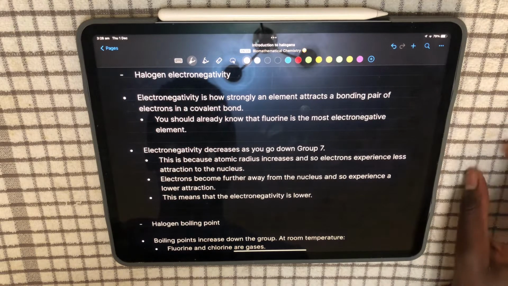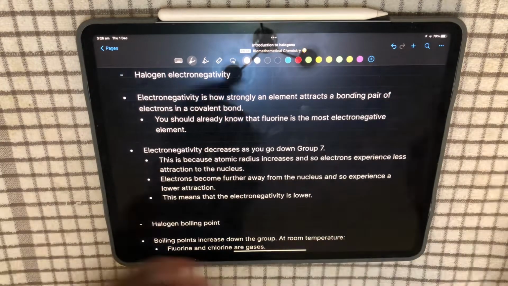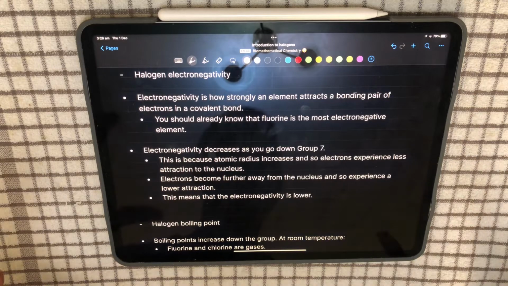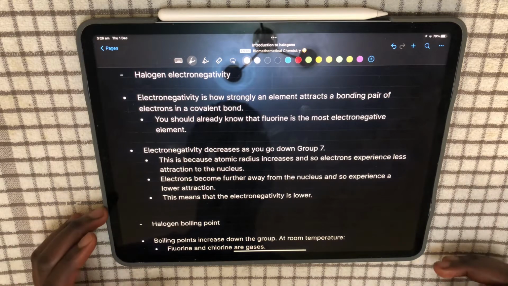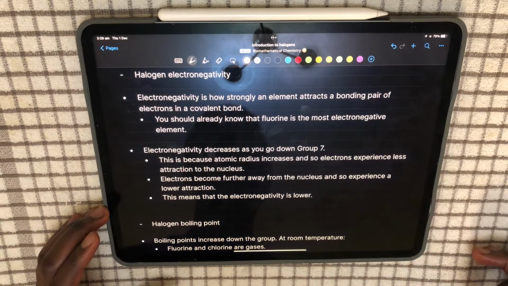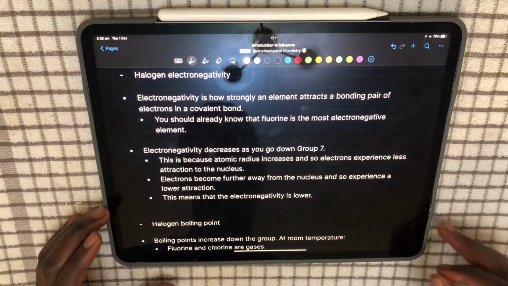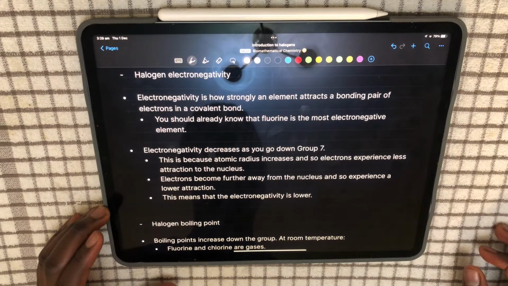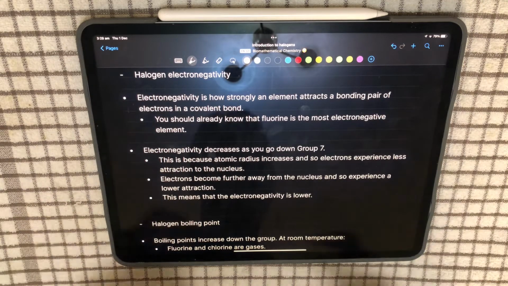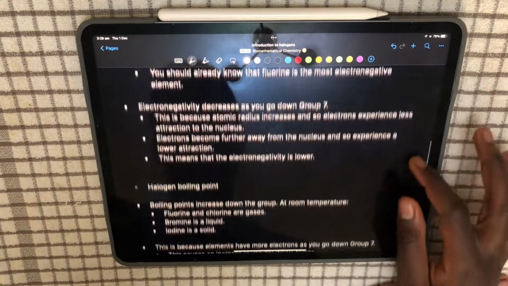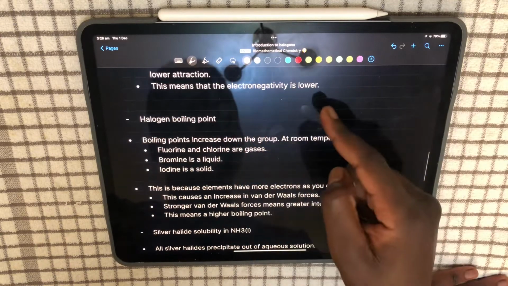As you go down the group, the number of shells increases, and so that electrostatic attraction is decreased. Therefore its ability to attract a bonding pair of electrons while in a covalent bond decreases as you go down the group, because the atomic radius has increased. And yeah, this means electronegativity is lower.